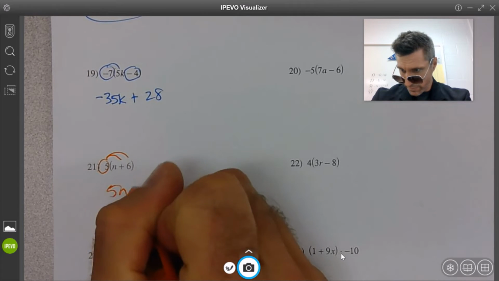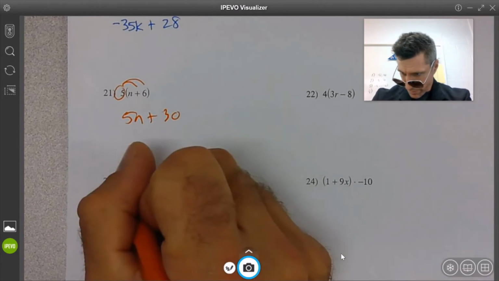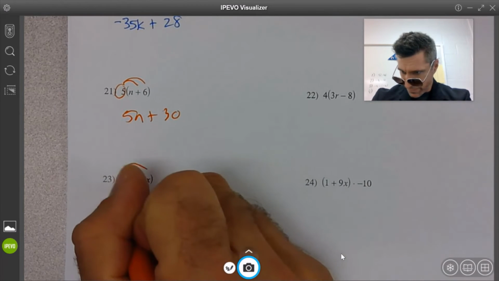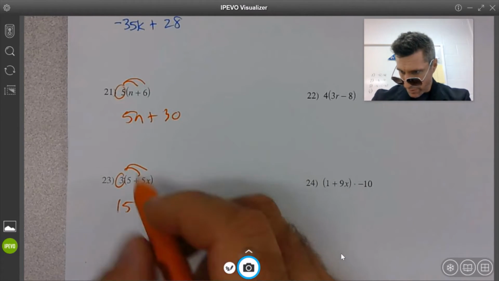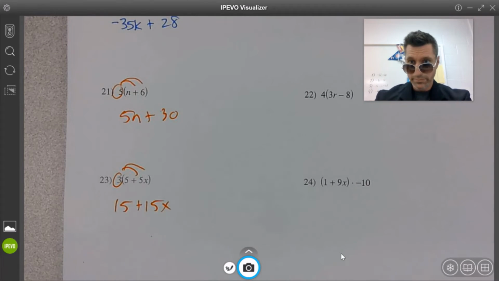That's 5 times n, and 5 times 6 is 30. And right here, these are easy to multiply. That's 15x. Don't add those in, not like terms.